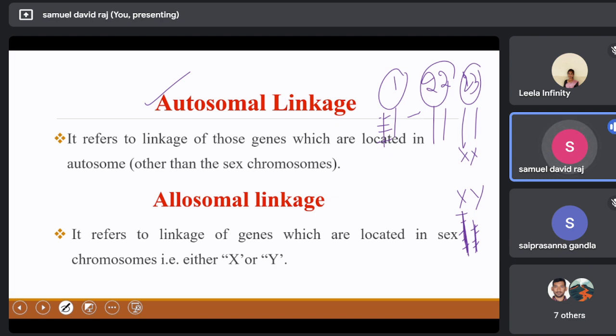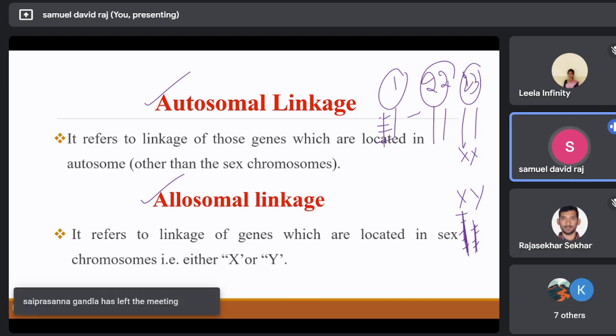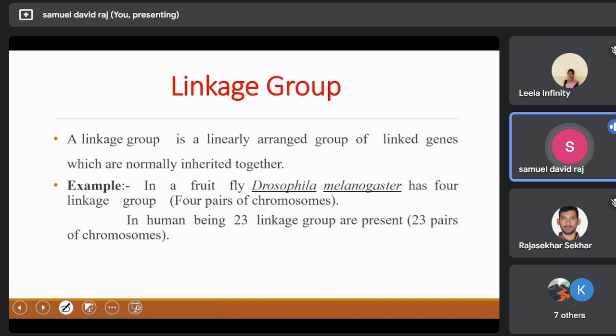And such an inheritance, such a linkage, is called allosomal linkage, based on where the genes are present. If they are present on autosomes, it is autosomal linkage. If the linked genes are present on the X and Y chromosomes, it is called allosomal linkage. And the third one, we have already explained to you: the coupling and repulsion phases, cis and trans arrangement.